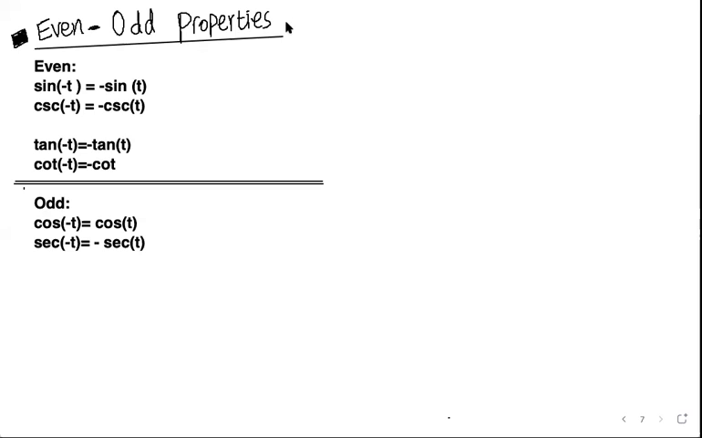So the even function and the odd function. The even function is the cosine, and the reciprocal for the cosine is secant. So sine of minus t is equal to minus sine of t, because the sine function is, no, it's not an even function. Here you have to change it. This is odd here.